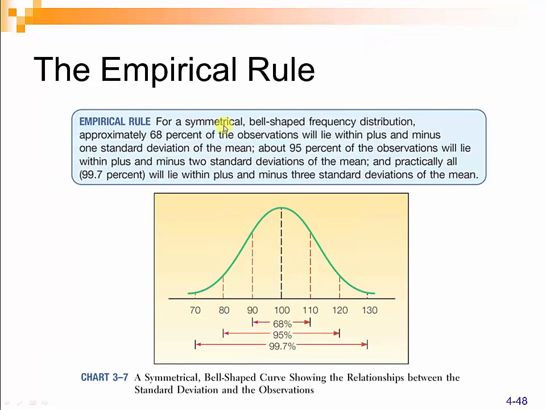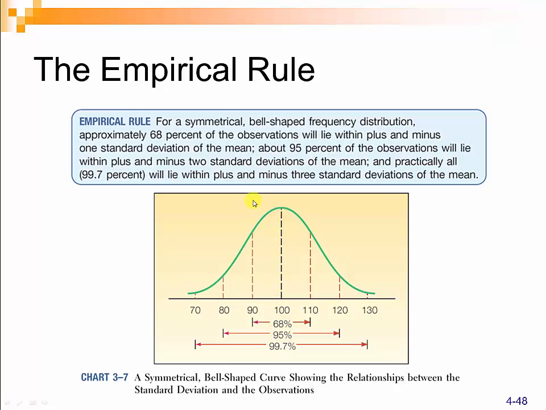Now my slides go out of sequence from what your slides have, because I just rearranged them, because I find that this was a better way to explain the empirical rule and Chebyshev's theorem. So the empirical rule is a rule for the normal distribution. It's a symmetrical bell-shaped frequency distribution. In other words, it's symmetrical. The mean, the median, and the mode are all the same.